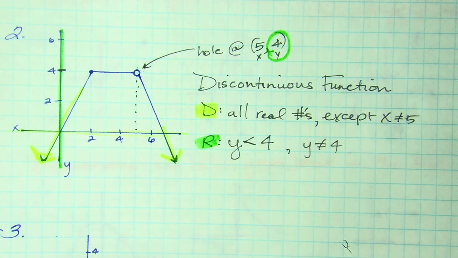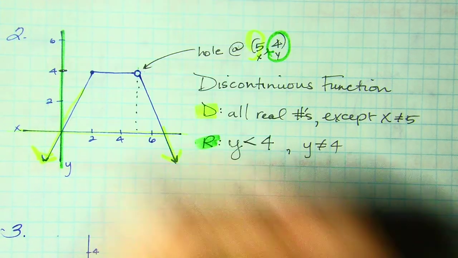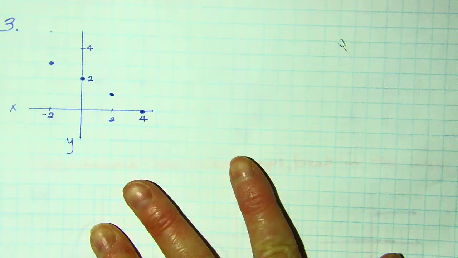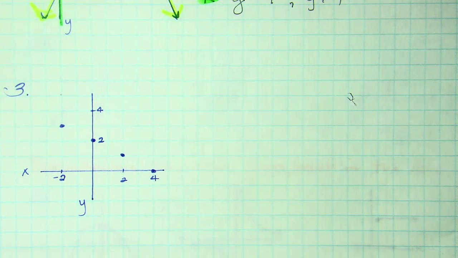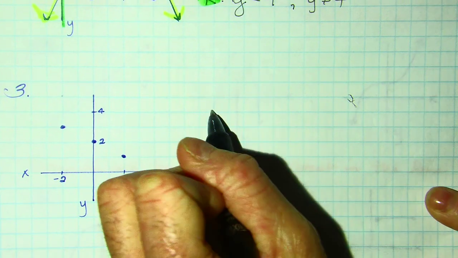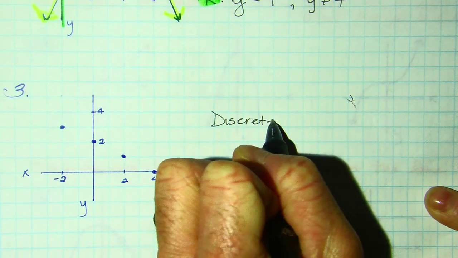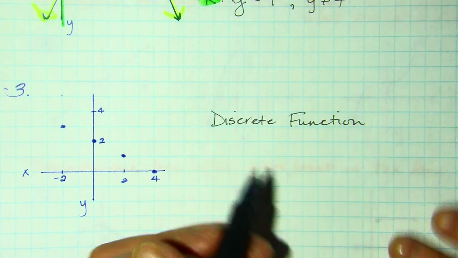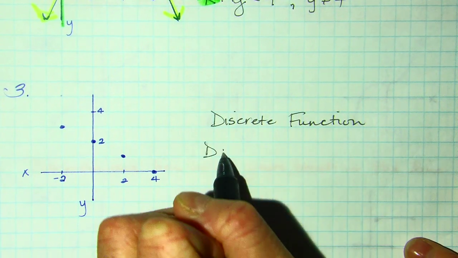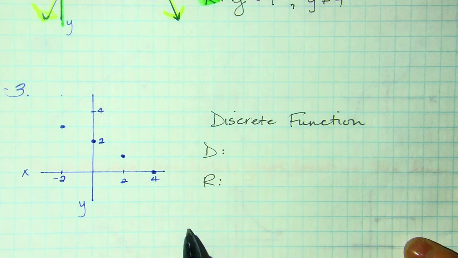Okay? All right, moving on to number 3. Now notice 3 are disconnected points. So I would say this is a discrete function. Now in order to find domain and range, you need to list your points.